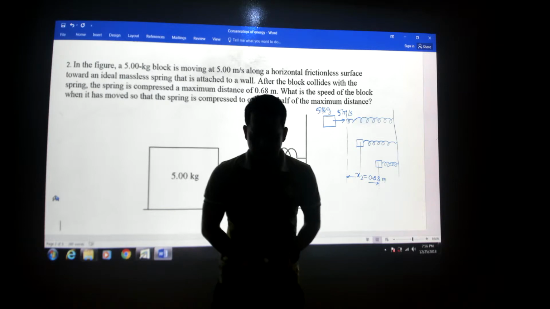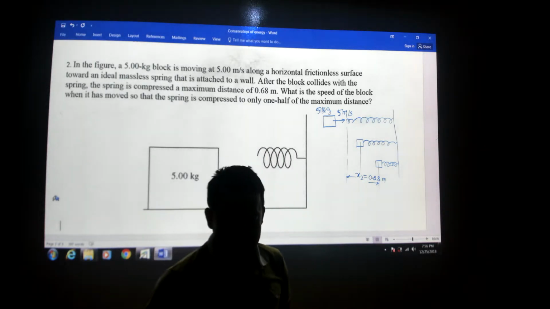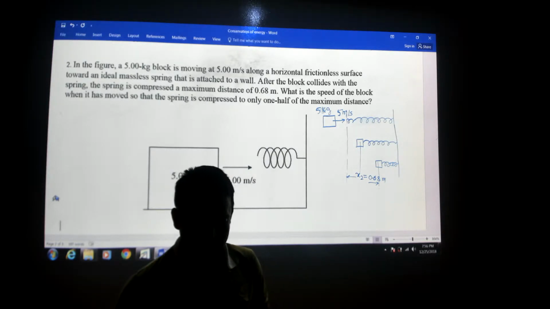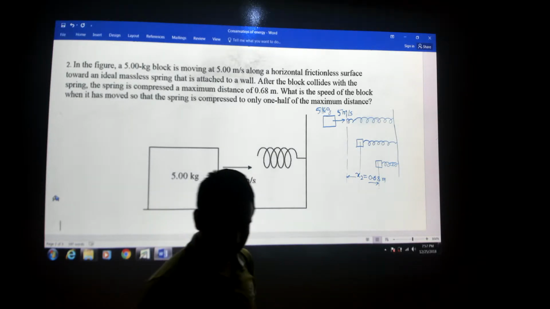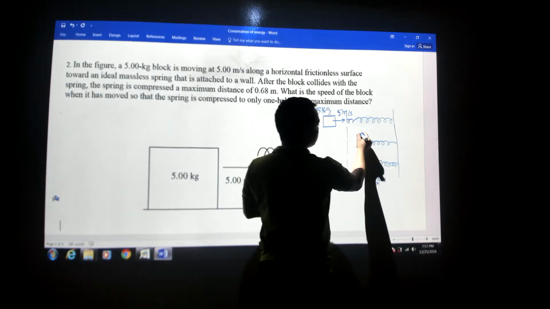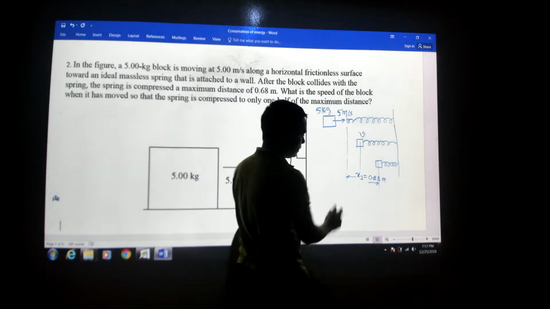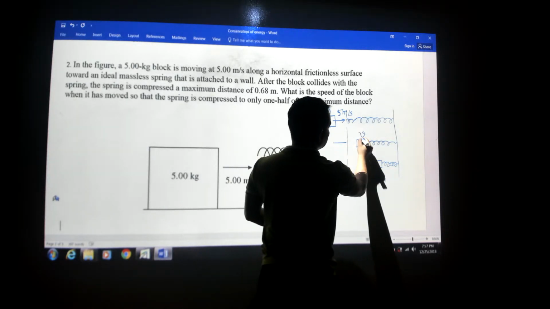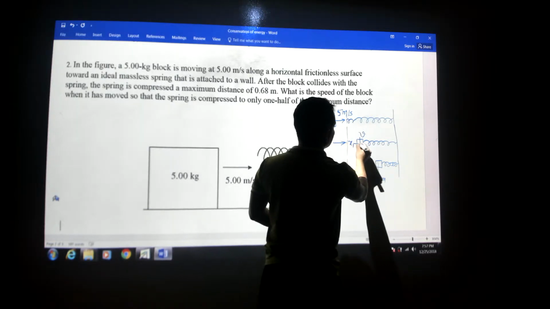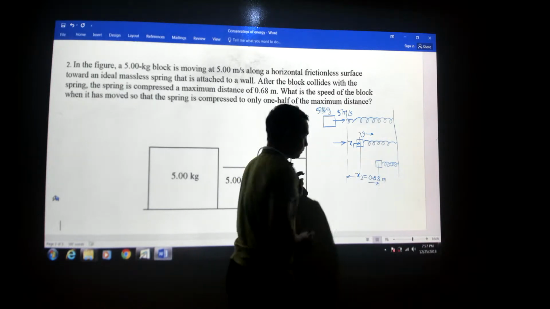And then it is asking you what is the speed of the block when it has moved so that the spring is compressed by only 1/2 of the distance. So it is asking you at this point what should be the velocity when this compression is only 1/2. So let's say this is x1. So you need to find out the velocity at this point.